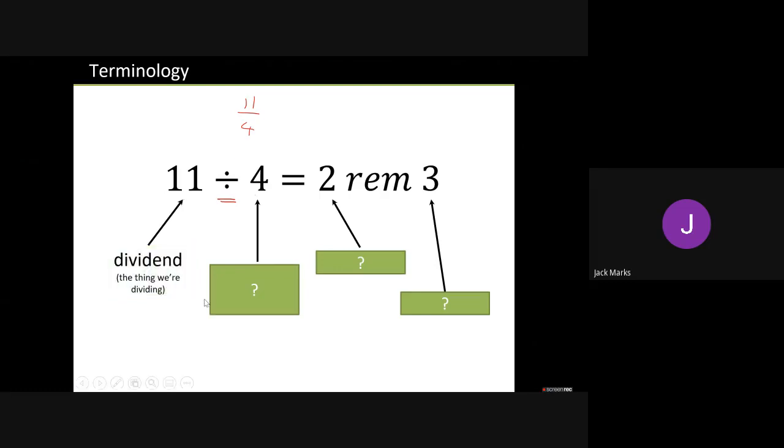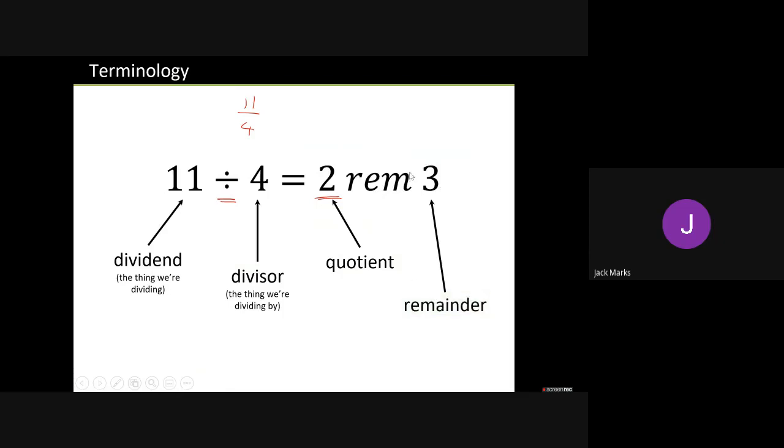A couple of terms here. What we talk about is the dividend, the thing that we're dividing, divided by the divisor, sometimes people call it. And you might remember from primary, perhaps, talking about, well, 2 goes cleanly into 11. So this one here, the quotient, you might have heard of this as being. And what's left over is 3. Well, what does rem stand for? It stands for remainder.